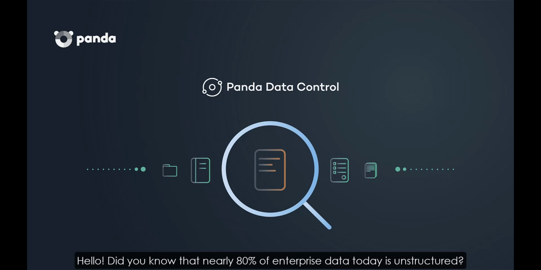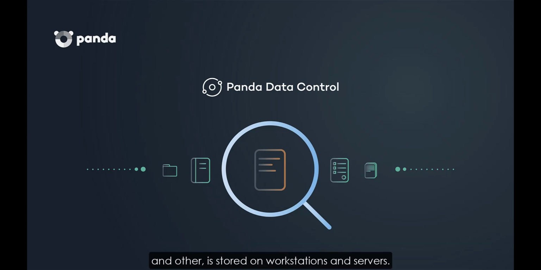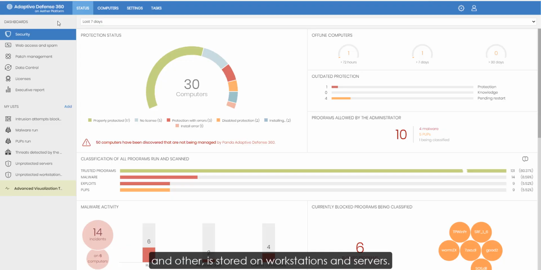Hello. Did you know that nearly 80% of enterprise data today is unstructured? On many occasions, replicated data, including personal sensitive information such as first and last names, ID card numbers, credit card numbers, and other, is stored on workstations and servers.